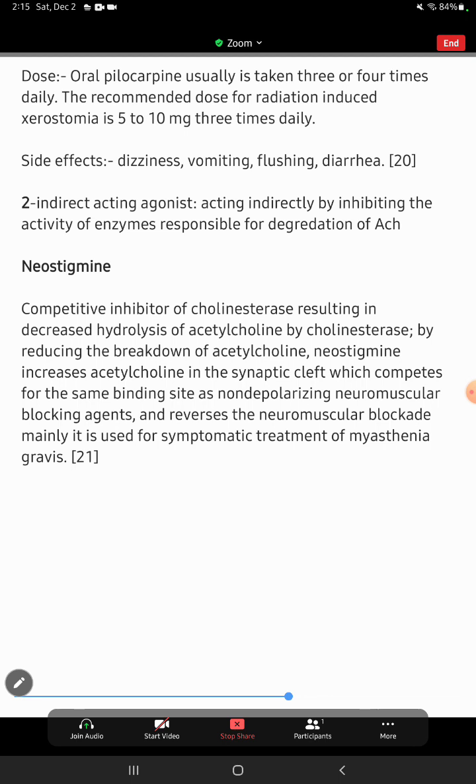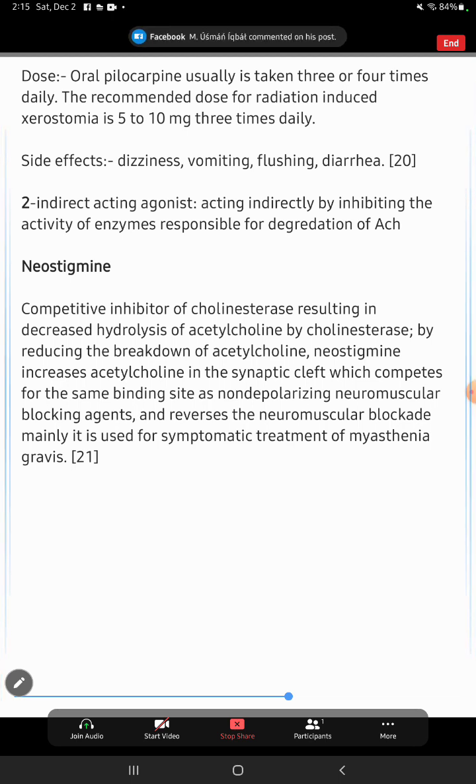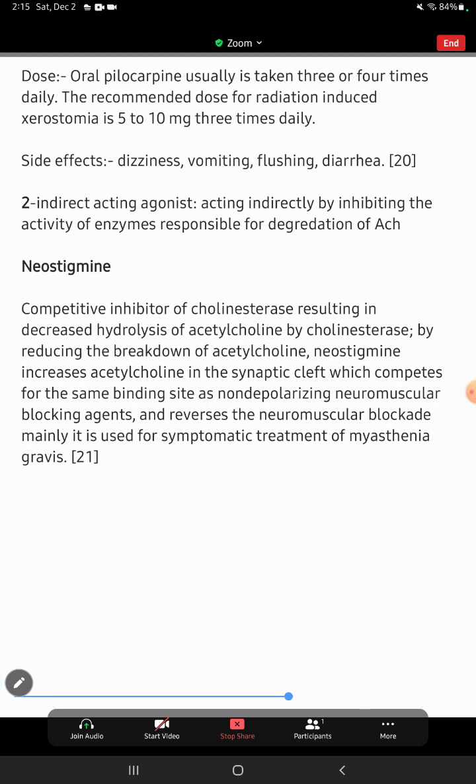Second, indirectly acting agonists act indirectly by inhibiting the activity of the enzyme responsible for the degradation of ACH. So neostigmine, a competitive inhibitor of cholinesterase, which is an enzyme also, results in decreased hydrolysis of acetylcholine by cholinesterase.